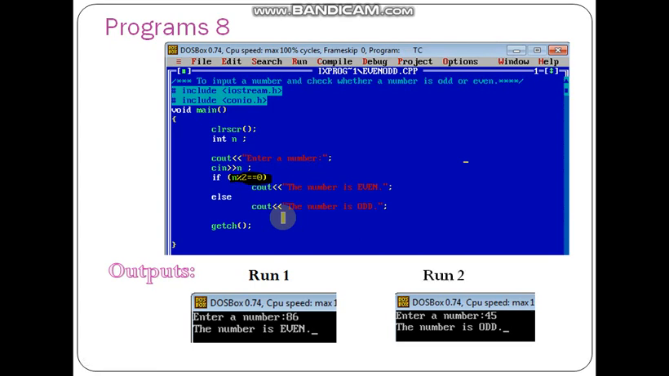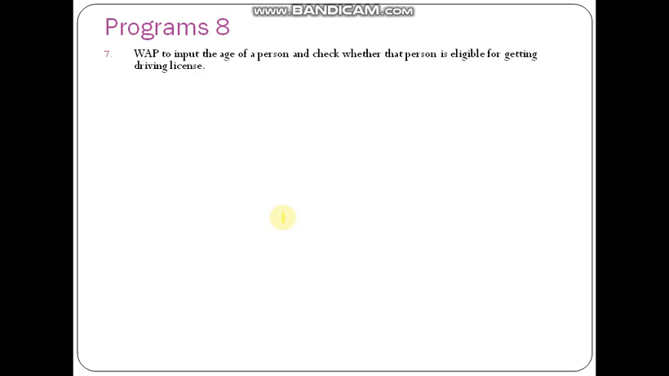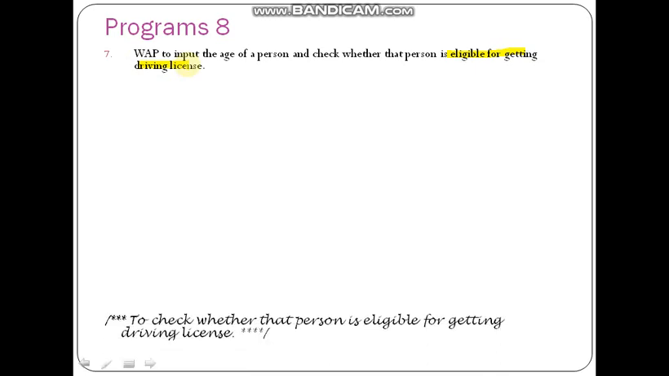Now let's see another program. After inputting the age of a person, you need to check whether the person is eligible for getting the driving license. As you all know, the age for getting a driving license is more than or equal to 18. So let's check whether the age is greater than or equal to 18.